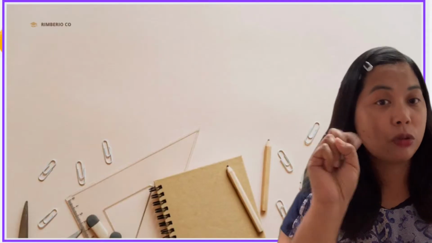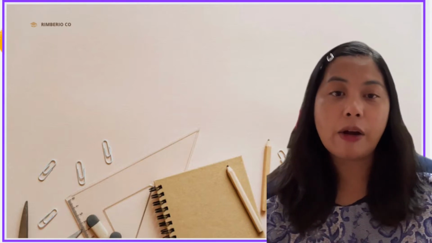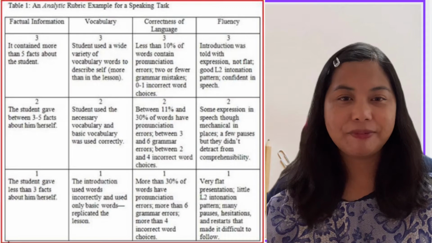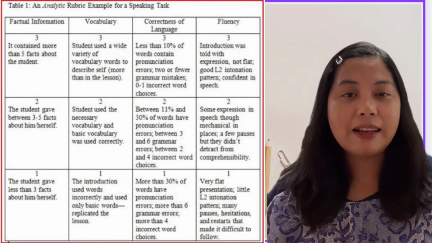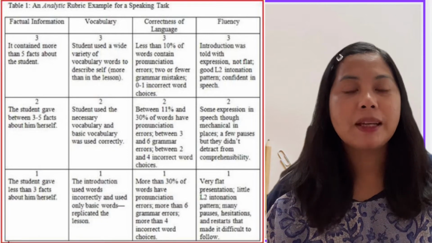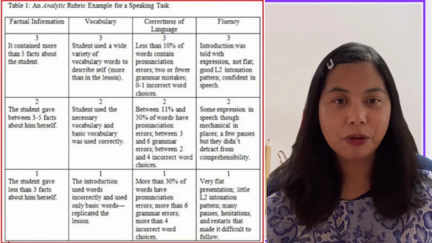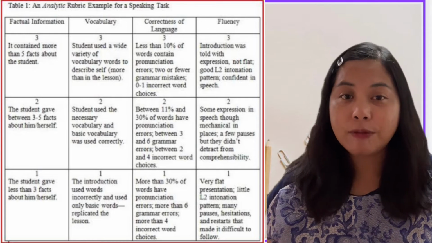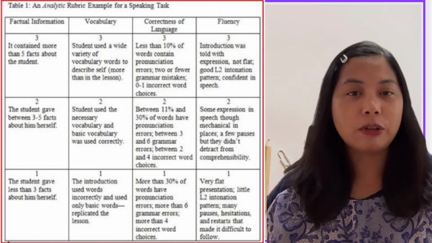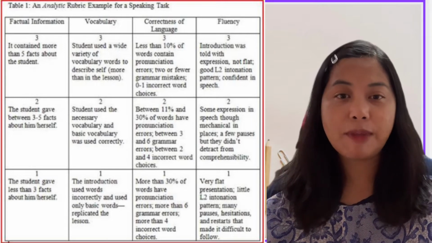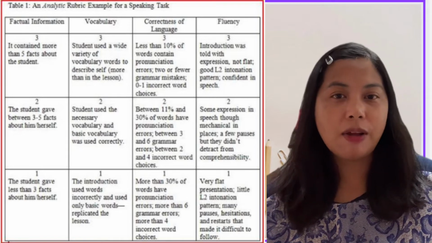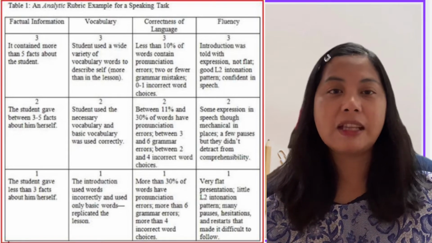There are basically two types of rubrics that are often used in scoring performance. Analytic rubrics break down the performance into different levels of behavior and assign point values to each. Points are then totaled to derive a quantitative measure of performance. And here is a sample of analytic rubric in a speaking task.